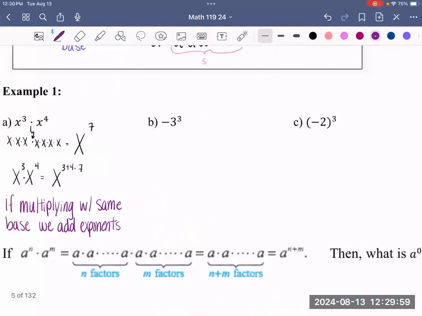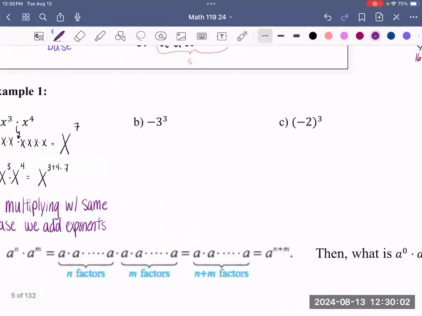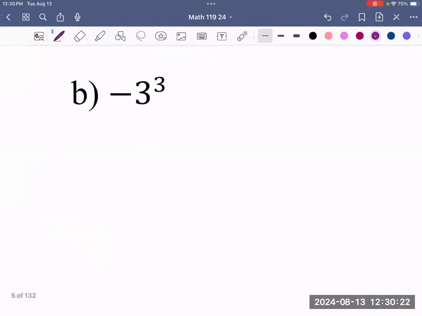So let's try it again with B and C. Notice that we won't have variables this time around, but let's see if you can challenge yourself with B and C. Now the main difference between B and C is that one of them has a parentheses and the other doesn't. So now this B can be written as -1 times 3 to the third. That negative is not directly attached to the 3. You can represent it as having a -1.